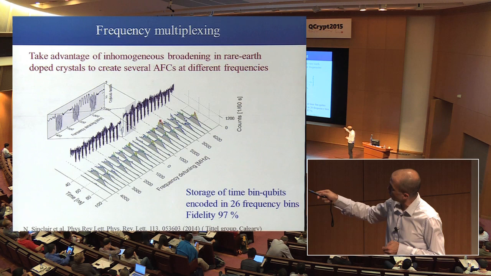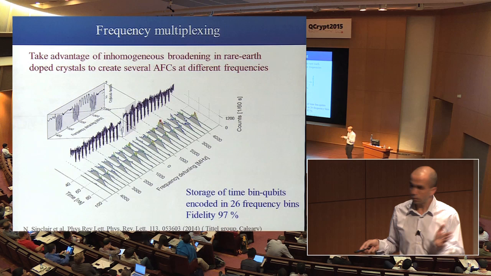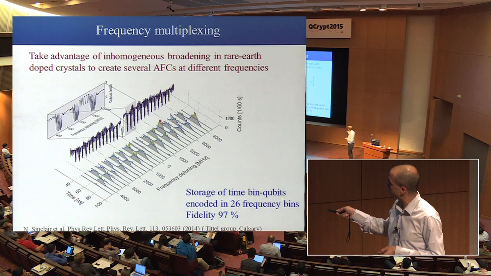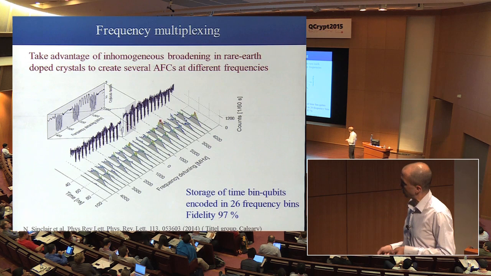So you have here the optical depth as a function of frequency. They created many different combs at different frequencies, and they could actually store up to 26 frequency bins with a fidelity of 97%. So they could store time bin qubits in 26 different frequencies.